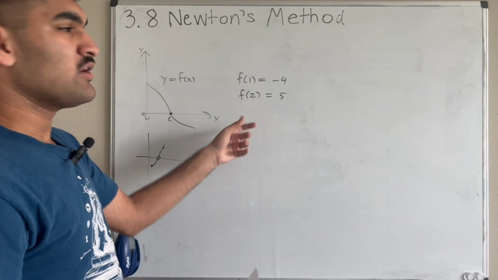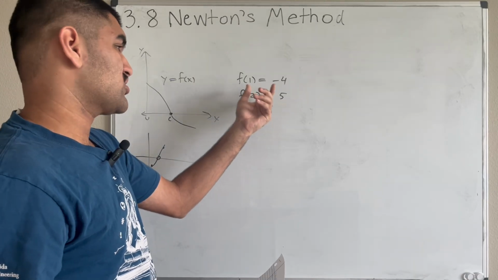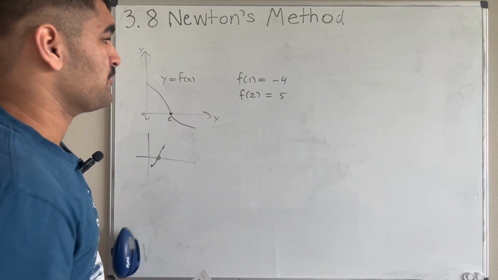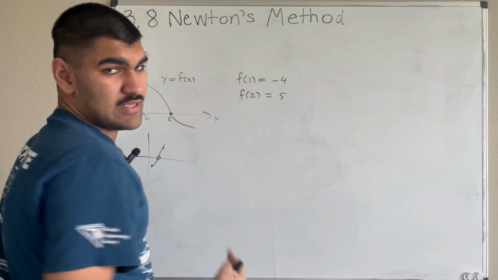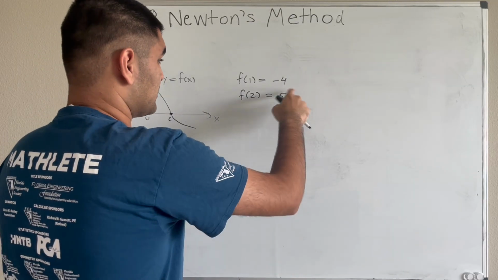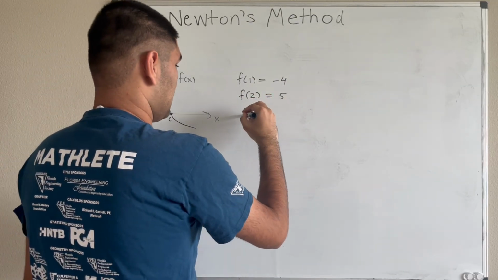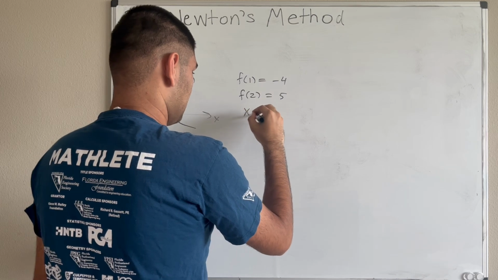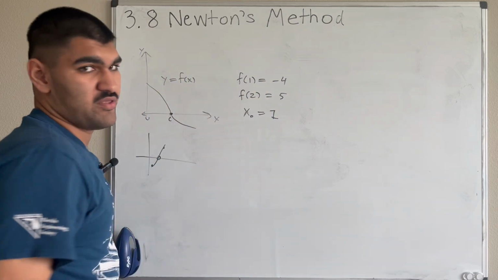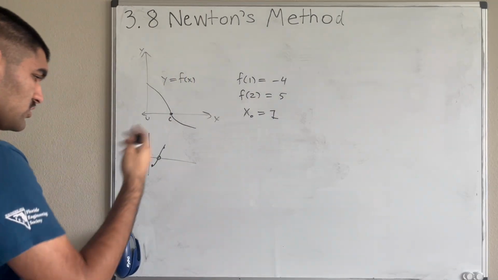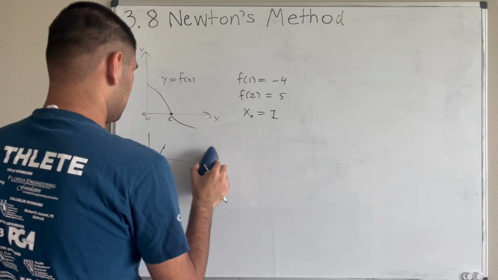And so then to pick the starting x value, you would just pick the one that's closer to 0, in absolute value. So because -4 is closer to 0 than it is to 5, I would pick our starting x value, which is x0, to be 1, right? And then I'll just go from there. All right. So that's just how you would pick your starting x value.